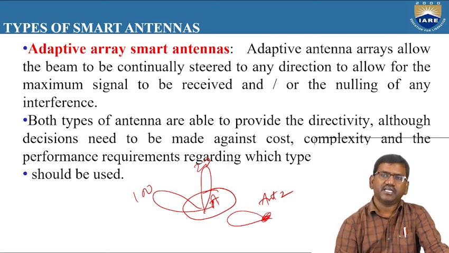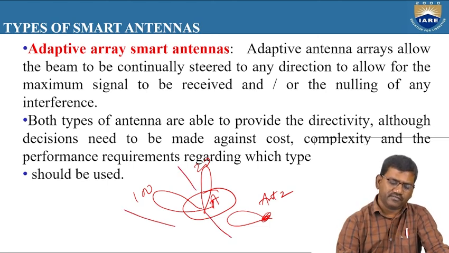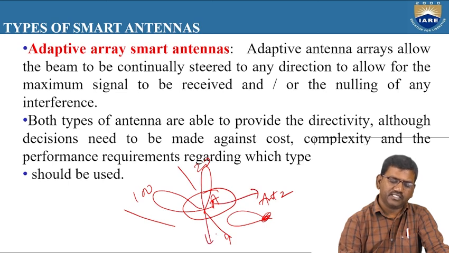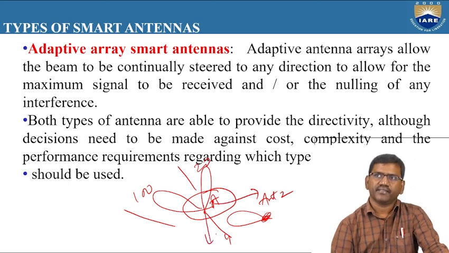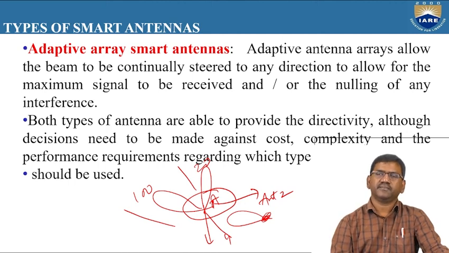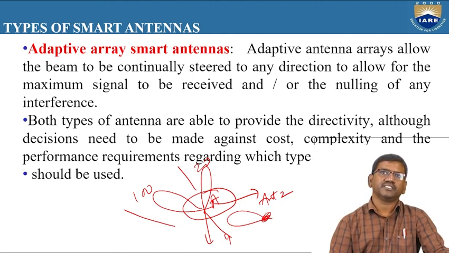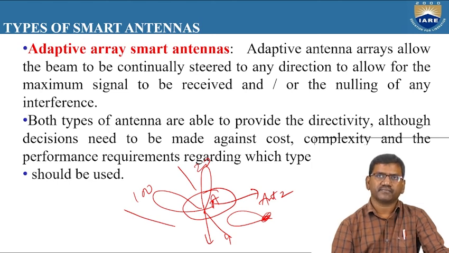Why? Because this antenna array system is directing all its energy in this direction and in this direction. The radiation is not being transferred in this direction. You can observe here, the radiation is not being transferred in this direction. Hence the interference reduces. That means the interference can be minimized by the adaptive array smart system.